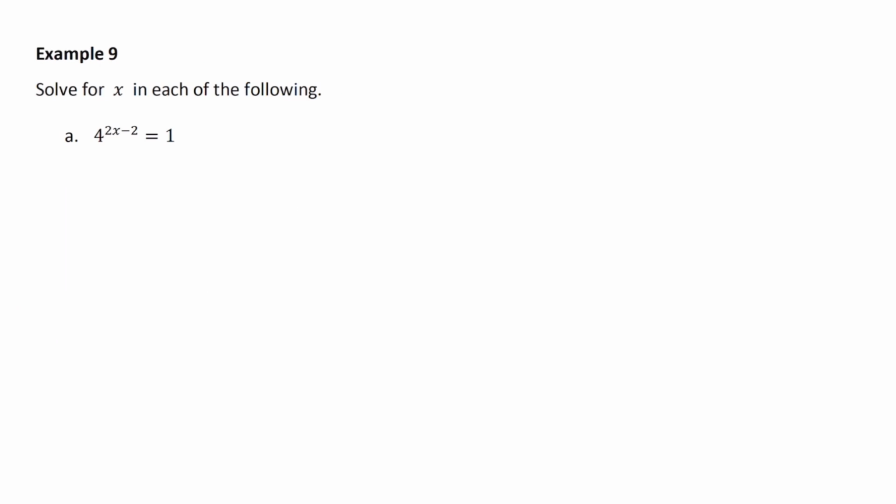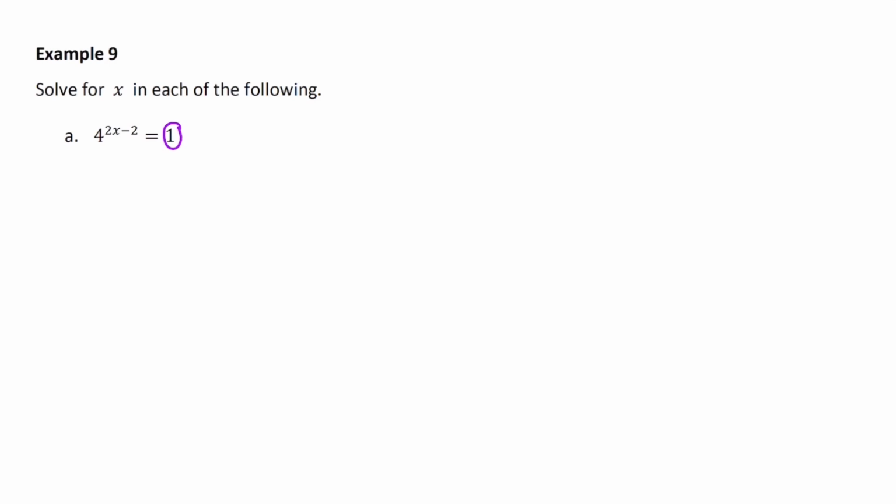Example 9, solve for x in each of the following. So here we've got 4 to the power of 2x minus 2 is equal to 1. Now the simple trick with this is to be able to write values that have the same base. If our numbers have the same base, then I can equate the powers. So how can I possibly write 1 as 4 to the power of something?